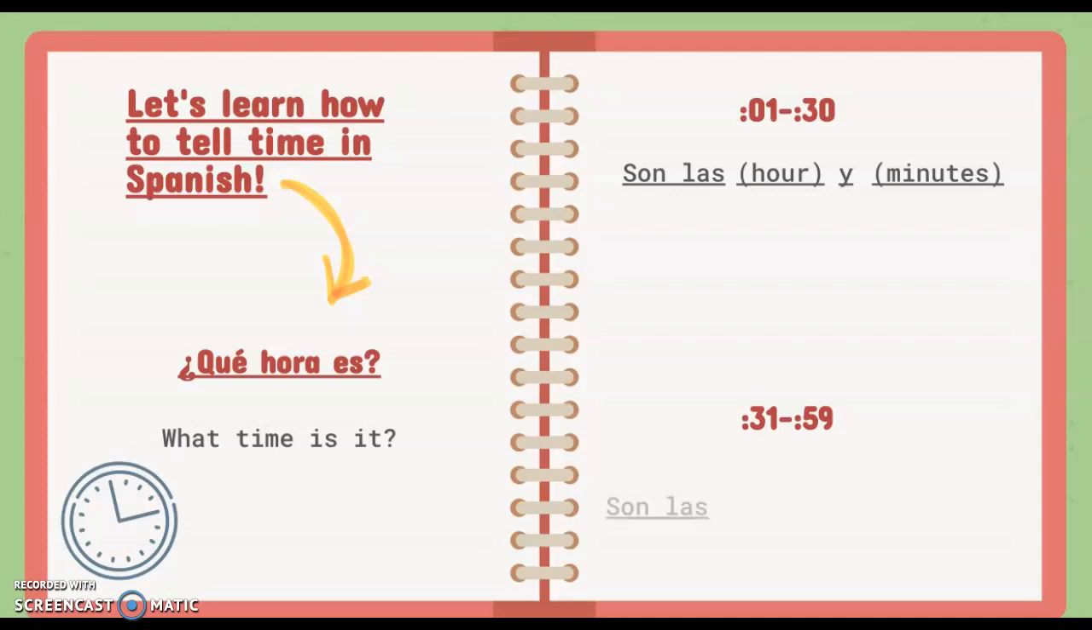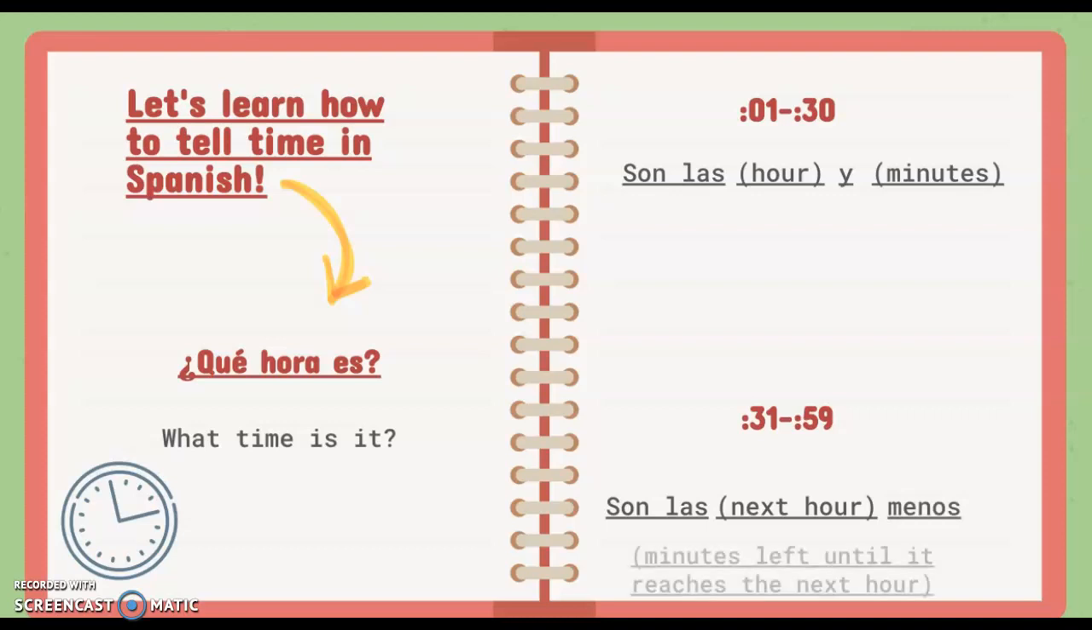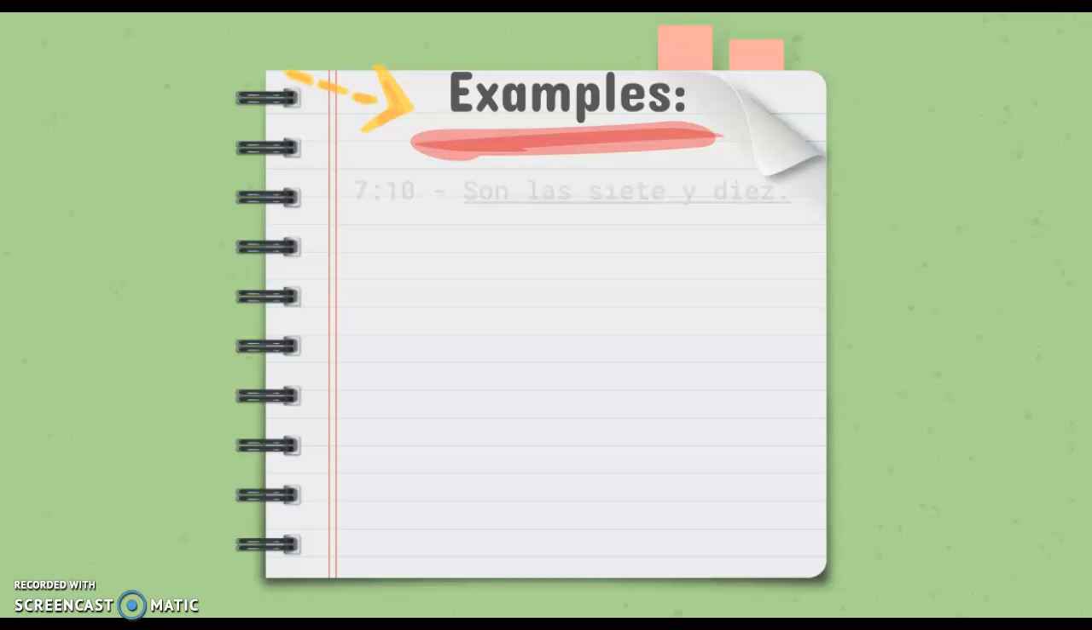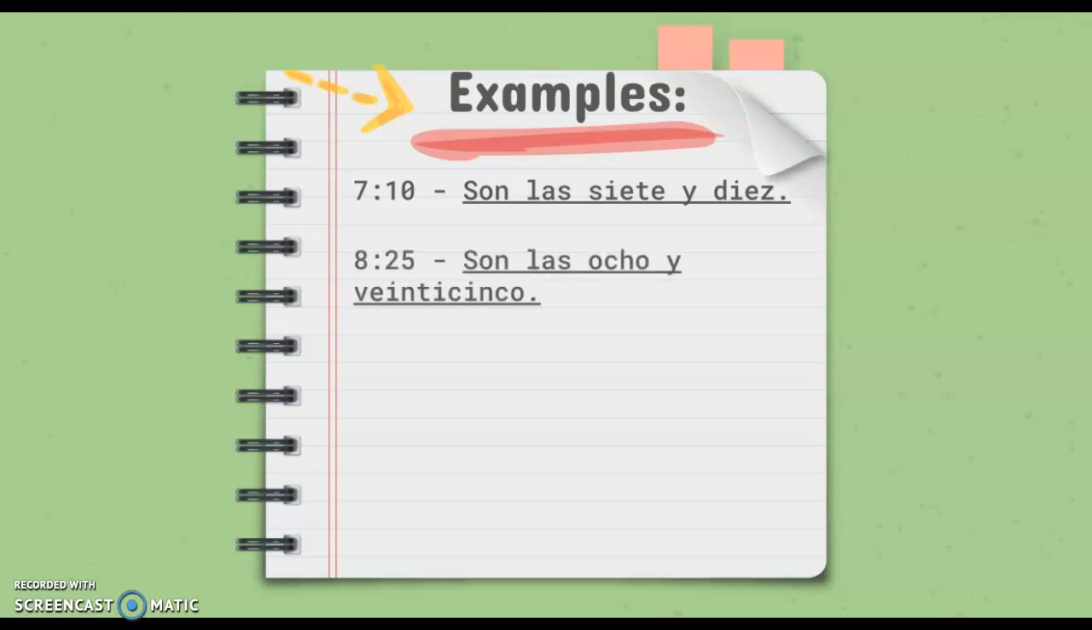It is going to be son las, or it is. We are going to put the next hour, menos or minus, and then the minutes left until it reaches the next hour. So let's look at some examples because I think those will help you more. We have our first half hour, so son las 7 y 10, and 8:25 is son las 8 y 25. So now let's look at the second half of the hour.